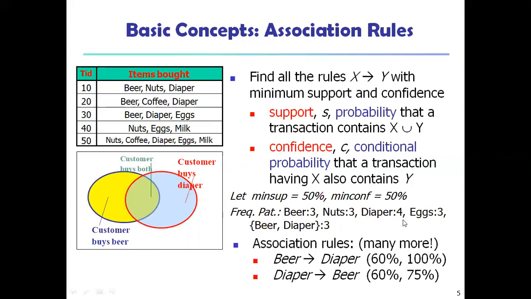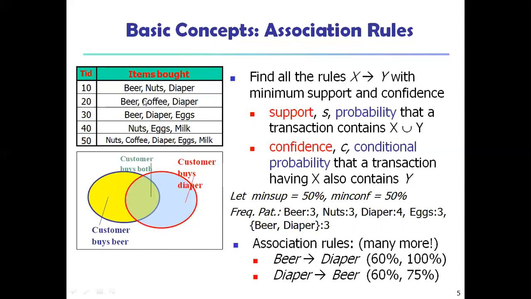If you take the eggs, you see egg has been taken in transaction 30, transaction 40 and transaction 50. So 3 times it is appearing. That is 3 here. So if we want the combination of beer and diaper together, its count is 3.